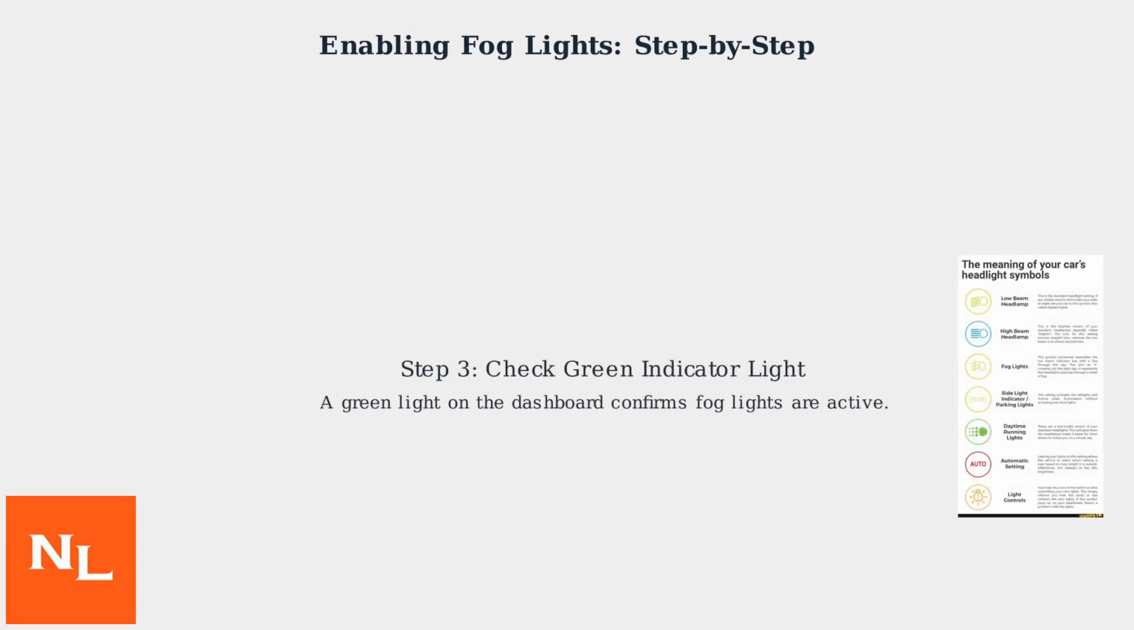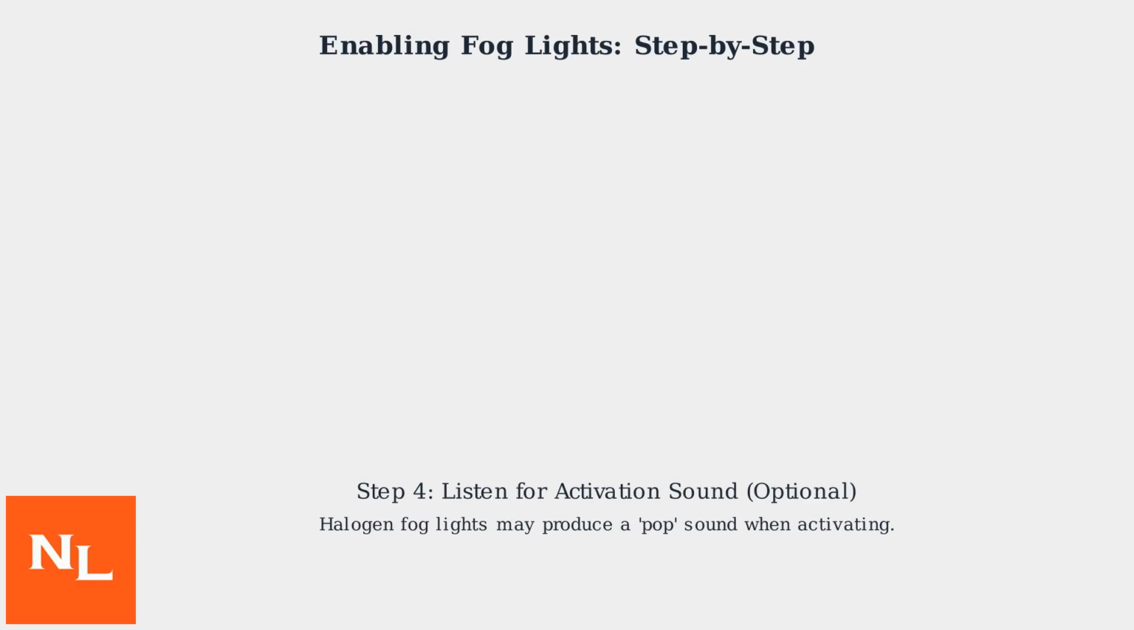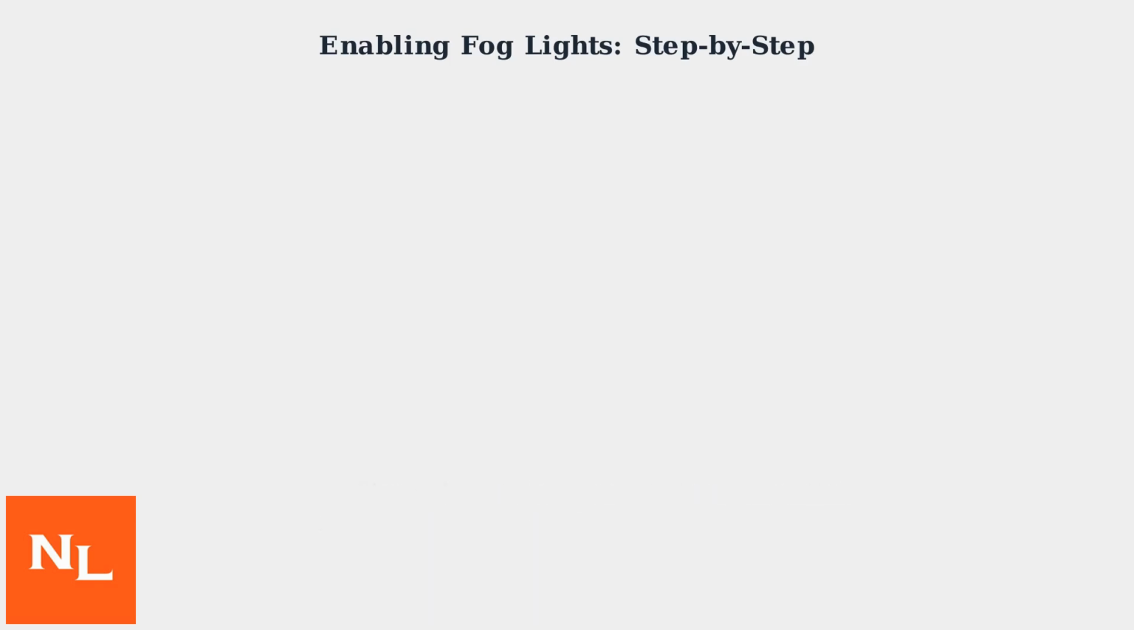Once pressed, a green indicator light will illuminate on the dashboard, confirming that the fog lights are now active and ready to use. Finally, if your vehicle uses halogen fog lights, you may hear a characteristic pop sound as they activate. LED fog lights operate silently.